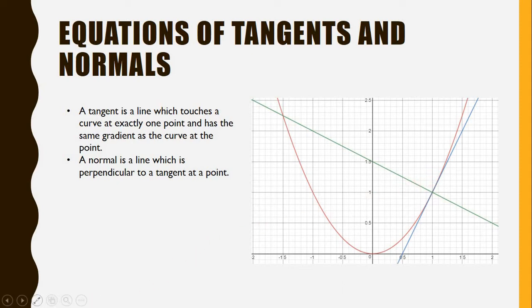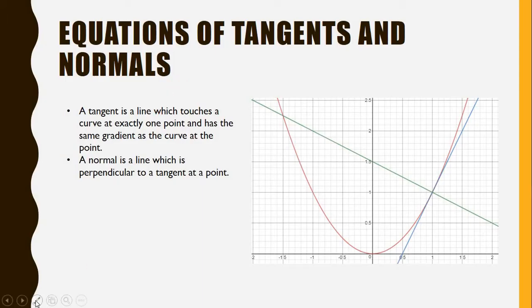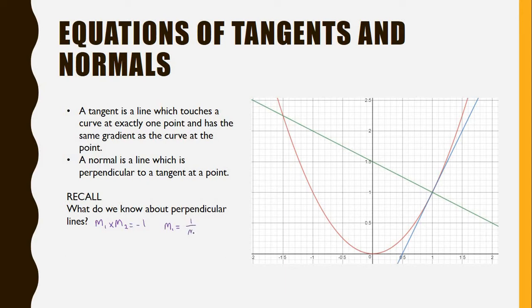So let's go back a little bit and have a look and think about what we know about perpendicular lines. Hopefully you remember from in the past that if two lines are perpendicular and I multiply their gradients together, we get -1. So if I know the gradient of one line, in order to determine the gradient of the perpendicular line, I find the reciprocal, I flip it over, and I take the negative of that.